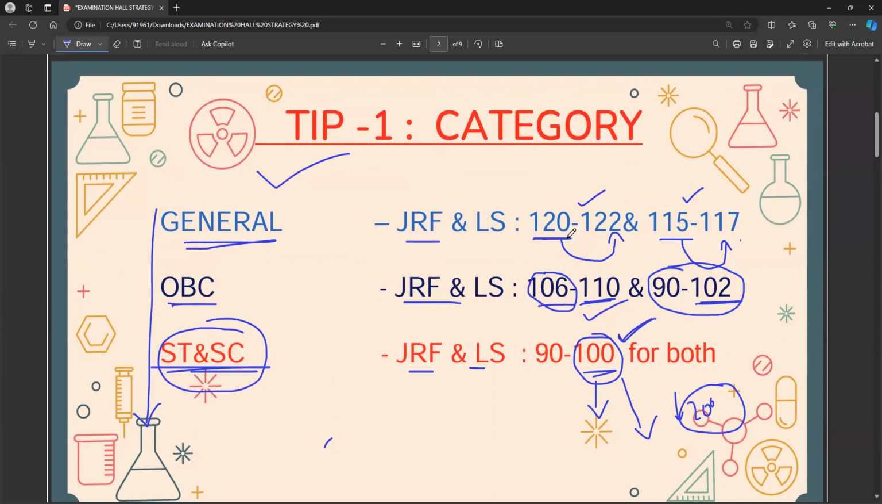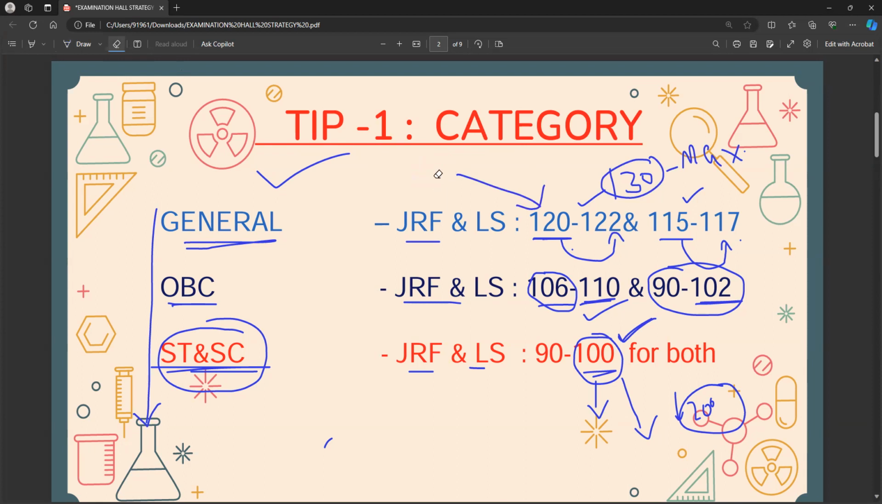If your category is general, which is 120 marks, what is your ultimate goal? Your ultimate goal is that maximum you have to answer 130 marks. I am using the word maximum. If you think that I will answer 160 marks, I can easily get the 120 marks, that is a blunder mistake. Never ever do that kind of mistake. If you answer 160 questions, trust me, you will get your marks less than 100.